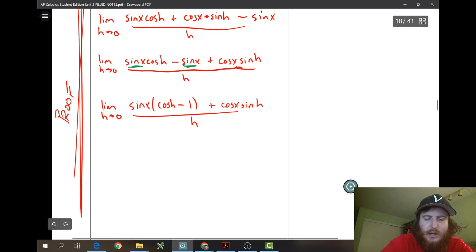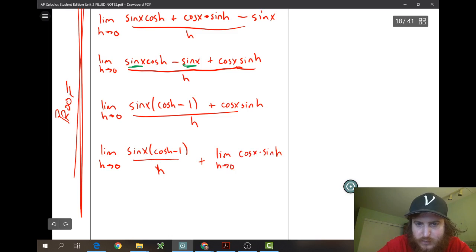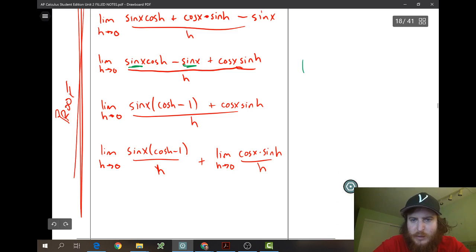The reason we did that is, part of the reason is this plus sign. When we have that plus sign, as when we were working on limits, we can just separate them. So this is the limit as h approaches 0 of sine of x times cosine of h minus 1 all over h, plus the limit as h approaches 0 of cosine of x times sine h over h. The reason I did this is that back last chapter, we had two limits that we memorized. We had the limit as x approaches 0 of sine x over x, which was equal to 1, and the limit as x approaches 0 of 1 minus cosine of x over x, which was 0.